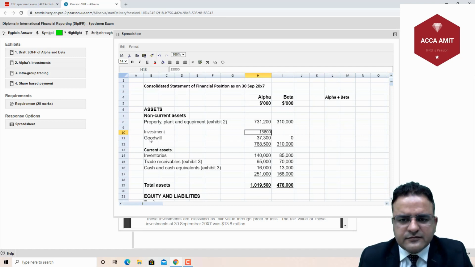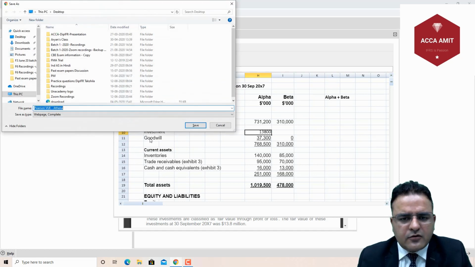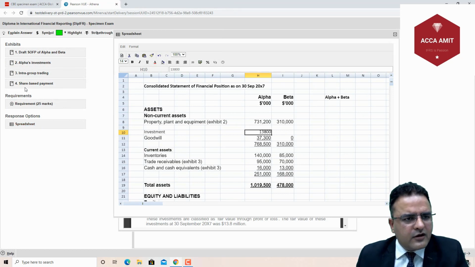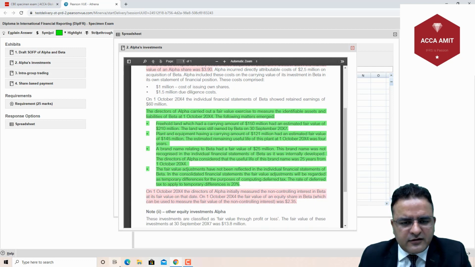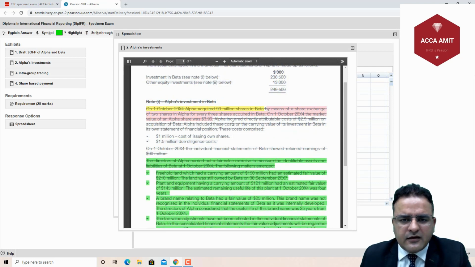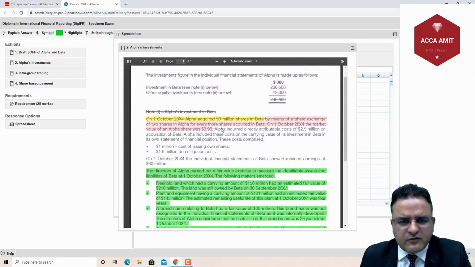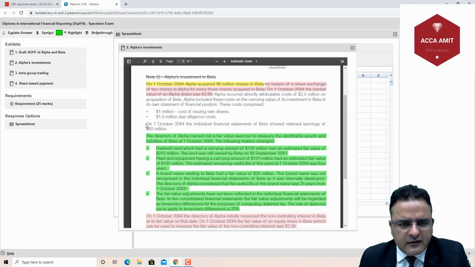Alpha's other investment is 13,800. Total investment of Alpha is 236,500, out of which 234,000 we have catered to, 13,000 we know, 2,500 is here, 1 million cost of issuing shares and 1 million due diligence cost. So once you have done this, you can strike through all these that we have dealt with, except these we are yet to deal with. This we have dealt with, so we can remember that this is what we need to cater to yet. This we have dealt with.